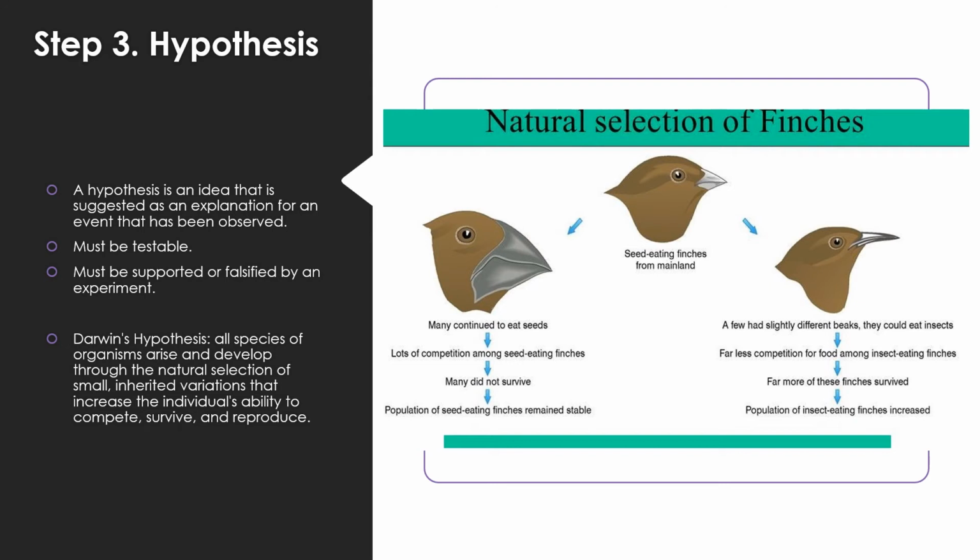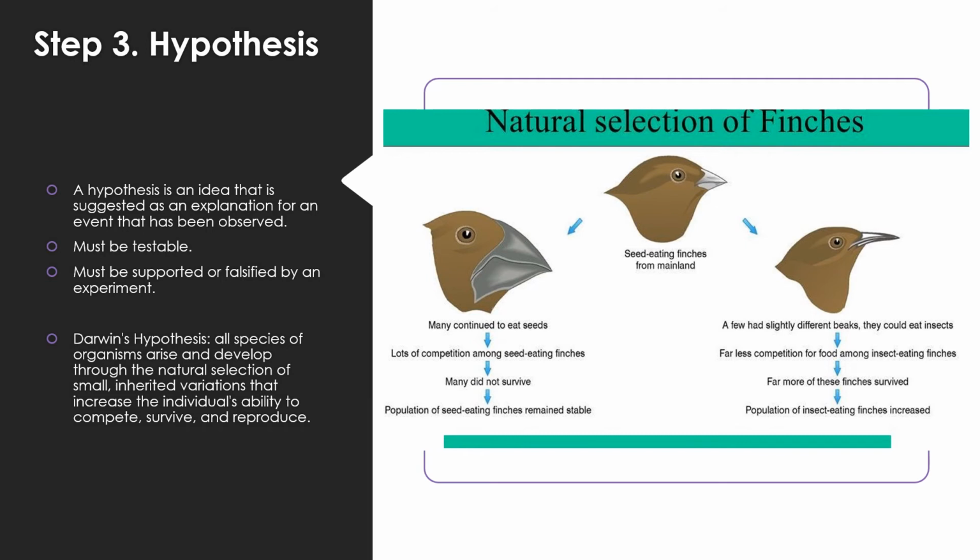In the middle here, we have a seed-eating finch from the mainland. We'll start there. Now, over time, depending on resources and other environmental factors, this finch has split off into two different species of finches. One being a more thinner-beaked insect-eating finch, and on the left, more of a seed-eating finch. So if we're talking about the left-hand side here, this large-billed finch may continue to eat seeds.